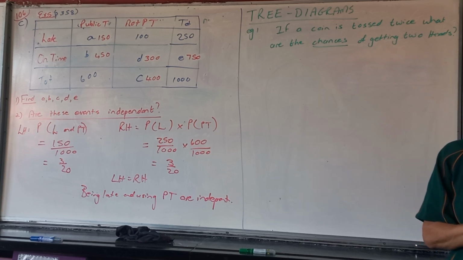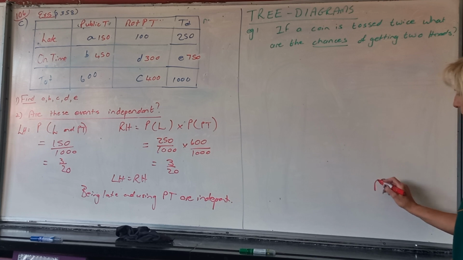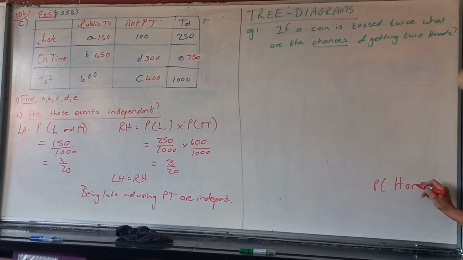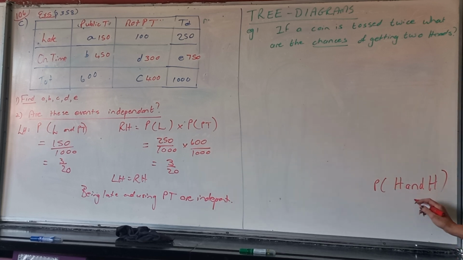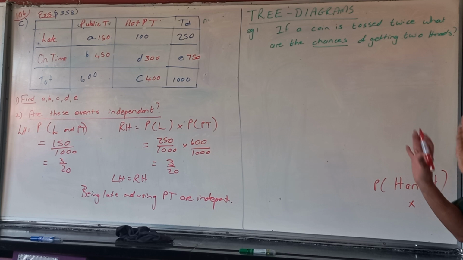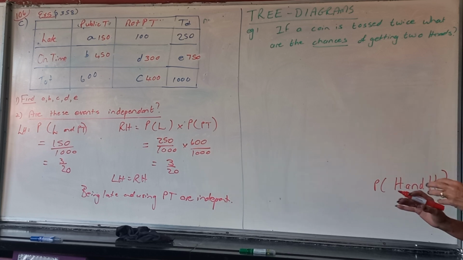How would you have done that sum? You would have said probability of heads and heads. Do you agree? And then what does and entail again? Remember, in a Venn diagram, and is where they intersect. But other times the and means times, right? And or means plus. In these, when I don't do Venn diagrams, it's always going to be the case.